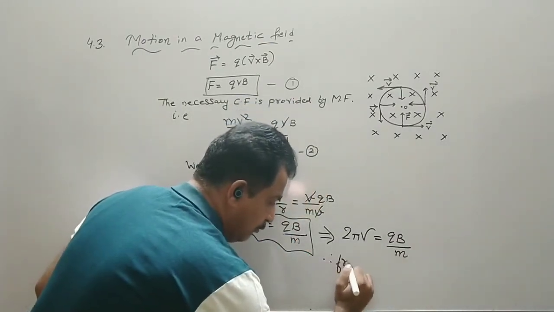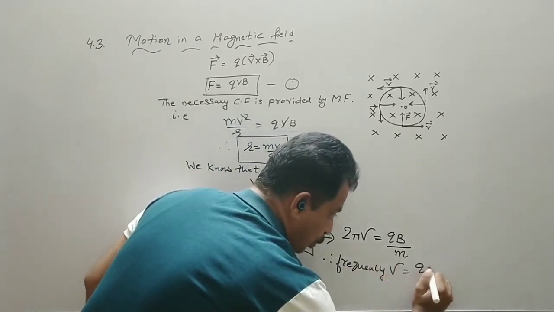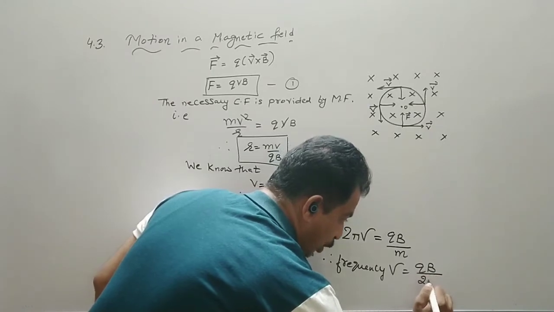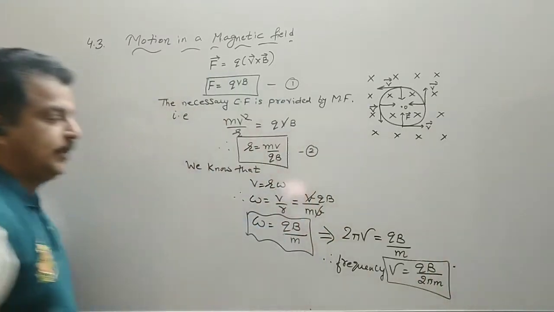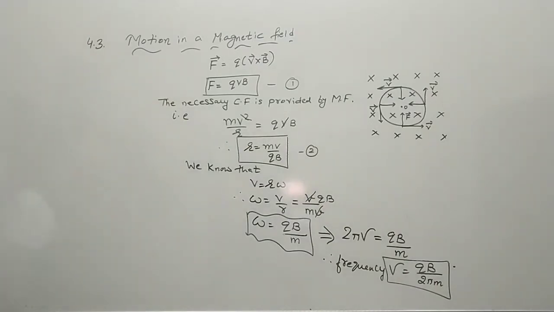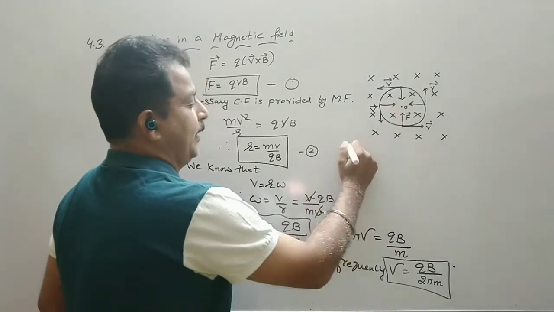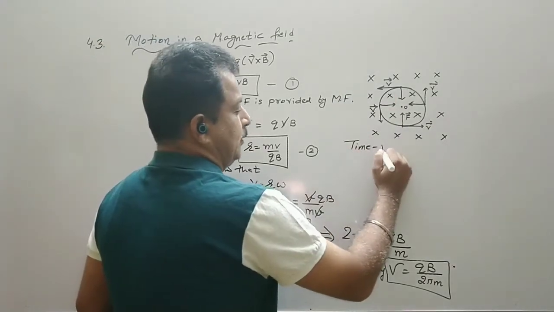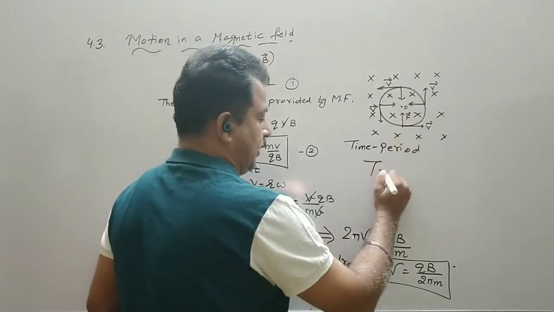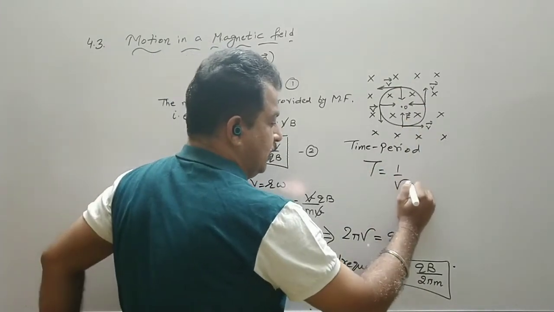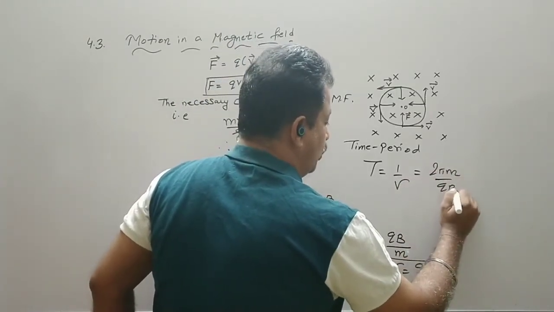Therefore frequency nu is equal to qB upon 2 pi m. So this is an expression for the frequency, and if we want to find out the time period, that is the time taken to complete one rotation, then it is the reciprocal of the frequency, 1 by nu, that is equal to 2 pi m by qB.